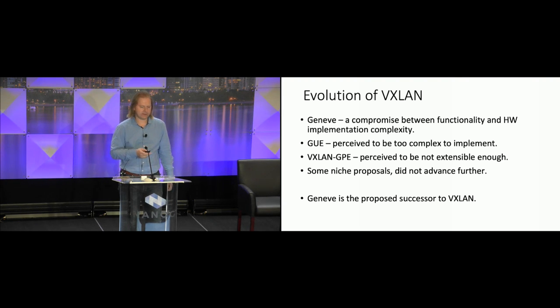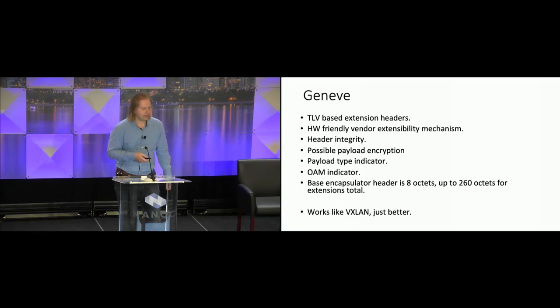They did not advance too far. So Genève was seen as a compromise between the extensibility and the ability to implement that in, well, practical systems. So today, if we are looking from the IETF perspective, the direct successor to VXLAN is Genève. What that protocol is and what it does.